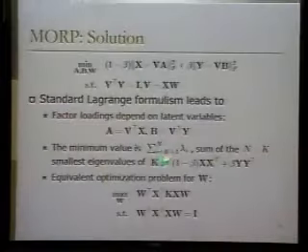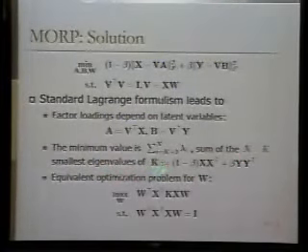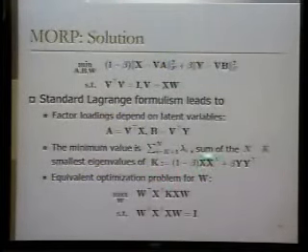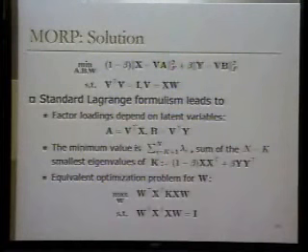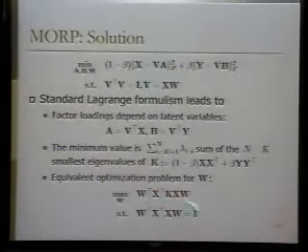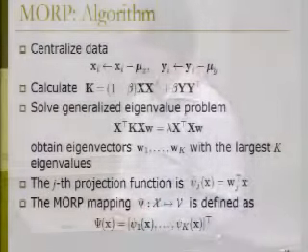The minimum value of this cost is the sum of the n minus k smallest eigenvalues of this K matrix. K matrix is basically a weighted sum of the Gram matrices of X and Y. So the cost of this minimization problem is basically a sum over some eigenvalues. It's very nice. This is the equivalent optimization problem with respect to the W matrix. You just replug in A and B here, and you get this for W. So this is just a generalized eigenvalue problem for the weight matrix W.